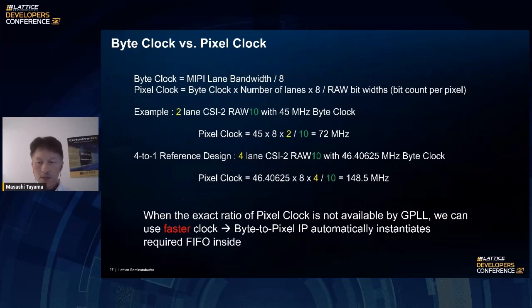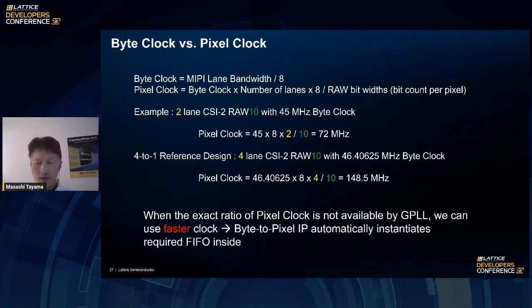Now, let me explain about another clock story. As mentioned before, MIPI handles video data in the unit of byte data. That means 32-bit data is transferred by every byte clock in case of 4-lane configuration. On the other hand, we'd like to handle video data in the unit of pixel data. That means we have to generate a new clock based on the pixel data rate. Let me show two examples.